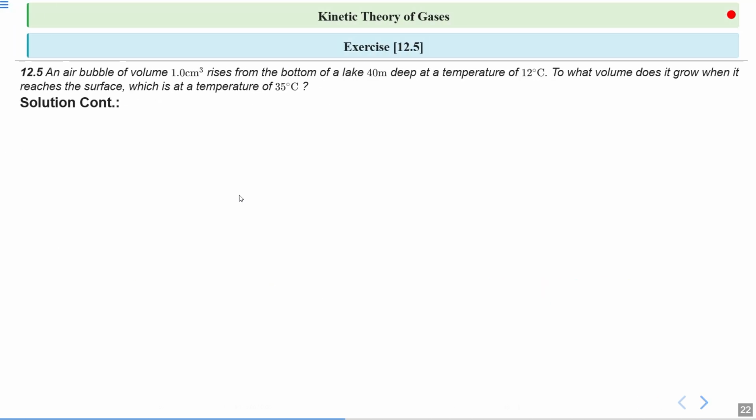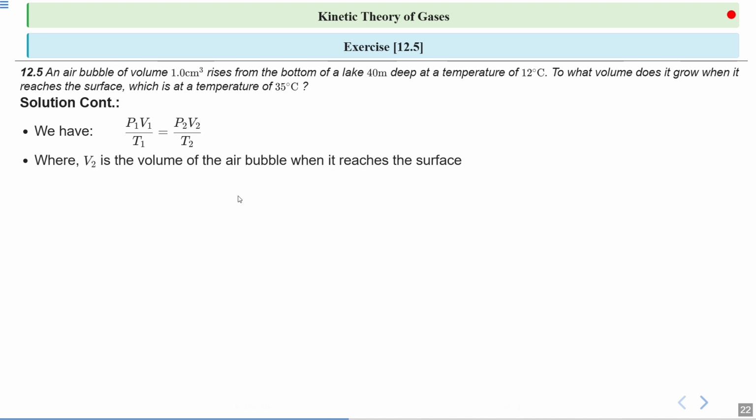Ideal gas law in a form that relates initial and final states: P1 V1 upon T1 is equal to P2 V2 upon T2. This equation helps us understand how pressure, volume and temperature are interrelated for a gas. In this equation, V2 represents the volume of the air bubble when it reaches the surface. Now we rearrange the equation to solve for V2. So V2 is equal to P1 V1 T2 divided by T1 into P2.